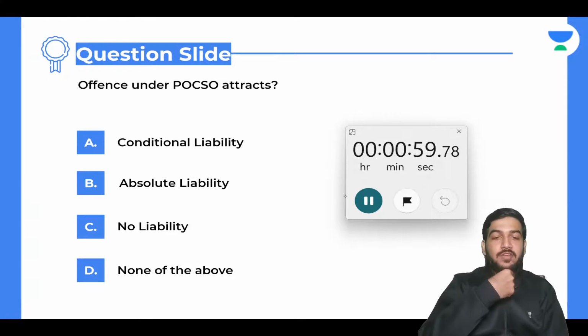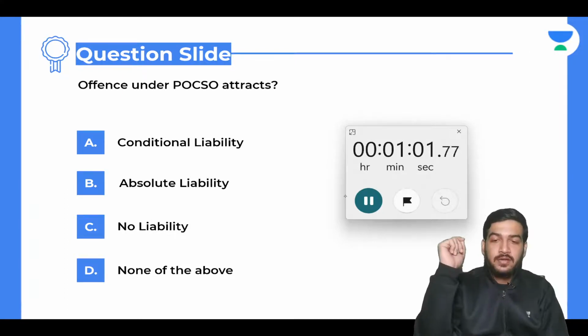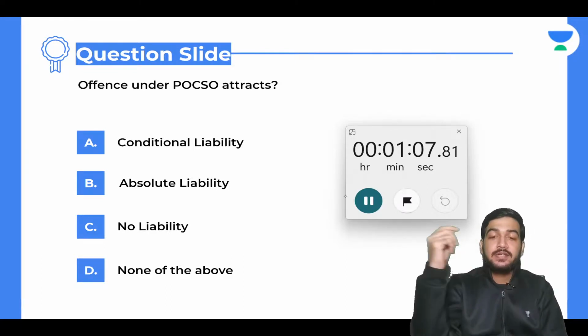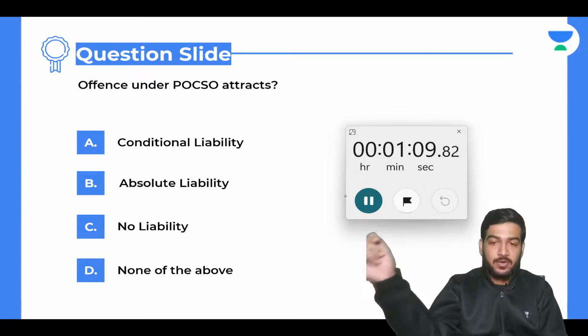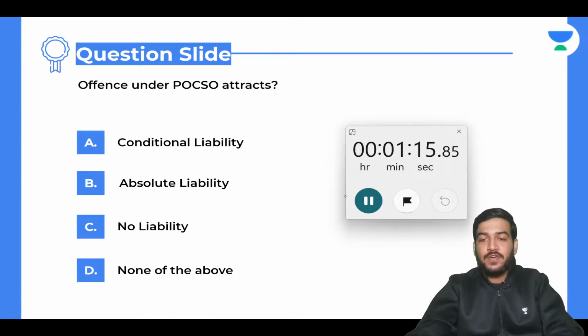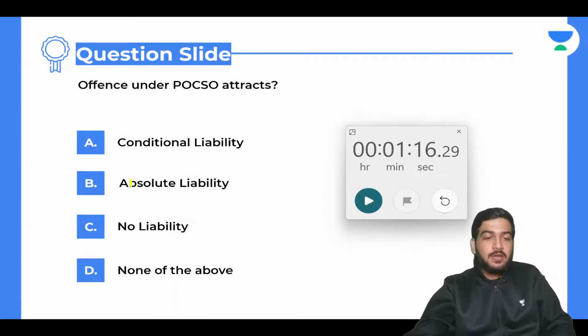Absolute liability will mean that the consent of parties is immaterial. Conditional liability will be that in certain scenarios A will be correct or B will be correct, or liability can be changed. C, no liability means that the offense is not chargeable. But under POCSO, that is Prevention of Children from Sexual Offences, there is absolute liability.